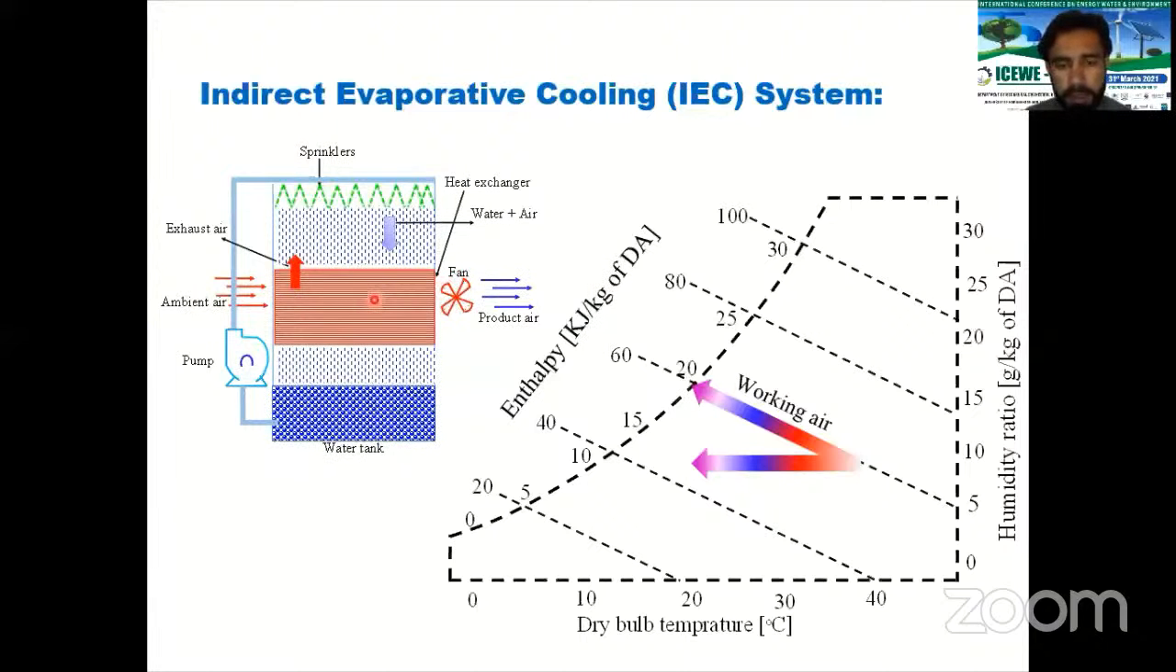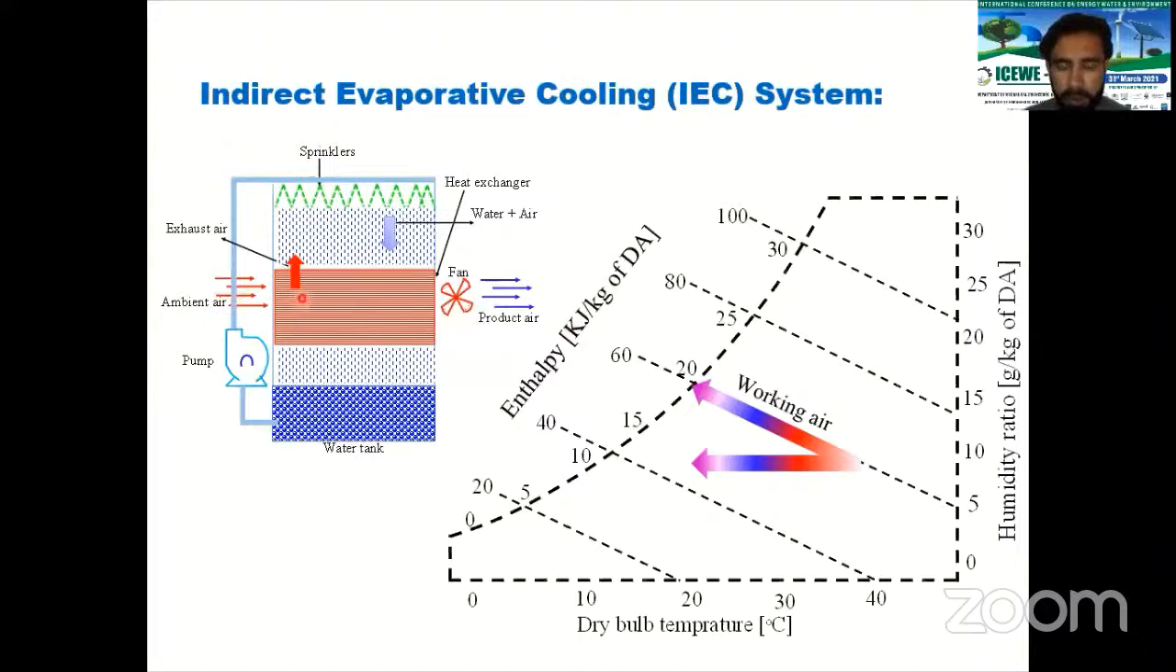The air has a temperature, and the wet channel, through which the water is passed, evaporates water onto the surface of the dry channel and the air becomes cold, and then this air is used as the product air. In the indirect evaporative cooling system, the temperature reaches up to the wet bulb temperature.